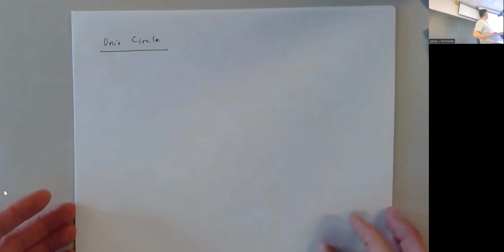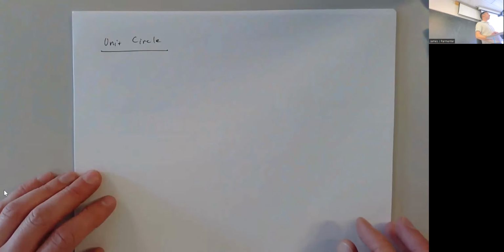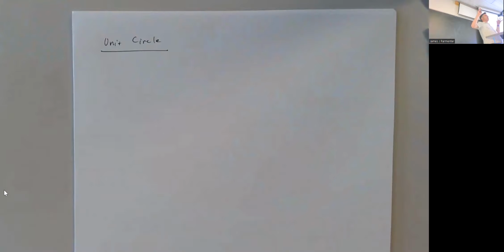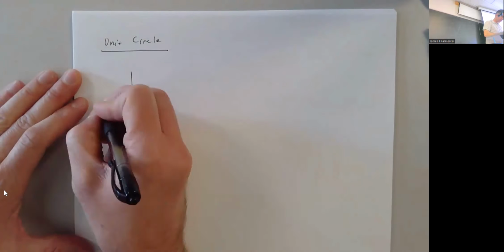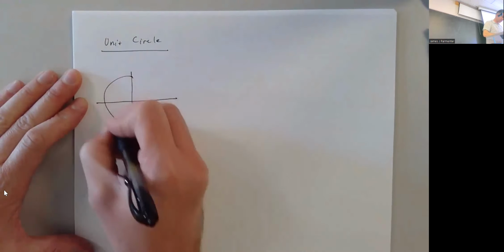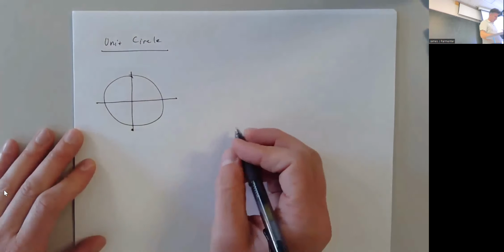Okay, let's start with an abbreviated unit circle. I don't want to draw the unit circle with all 16 angles and all the points on the unit circle. Here's the unit circle I want you to draw when you're drawing the unit circle. First, try to draw a circle.